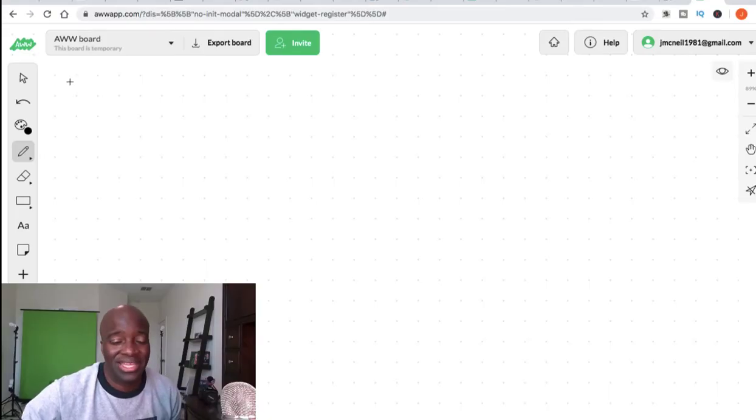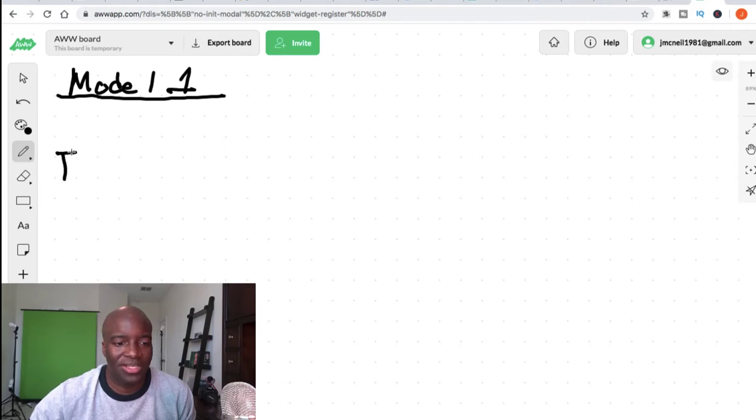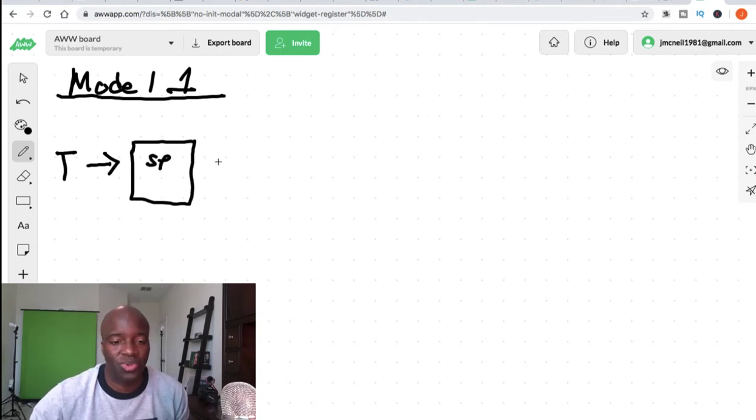All right, guys, so let's get started. The first thing we're going to be talking about is model one. This is the first model that you can use in order to generate $100 per day. So let's always start off with traffic. You're always going to start off with traffic, and let's just say you're going to take that traffic and it's going to go to a squeeze page. So we're going to put SP for squeeze page.